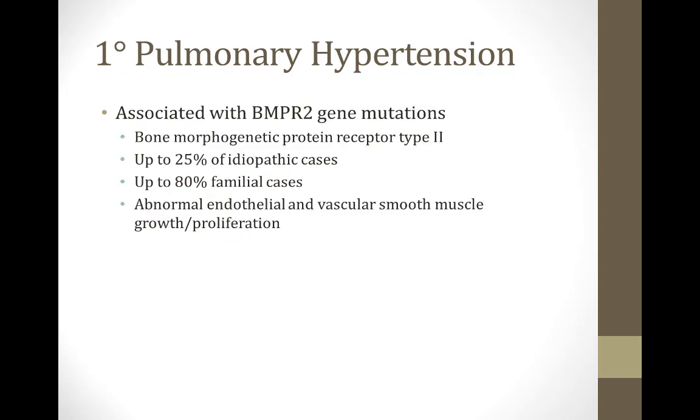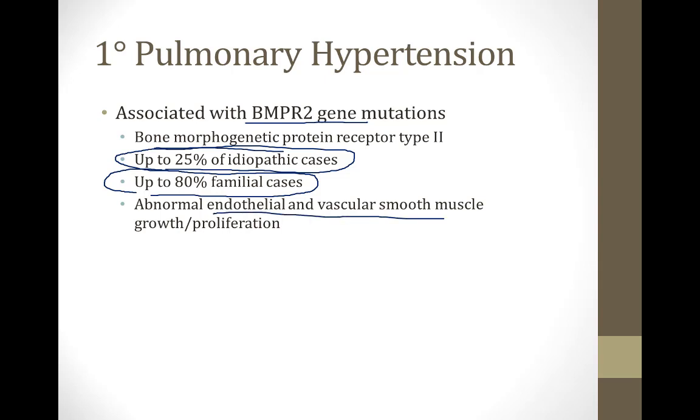There is a gene mutation that's been discovered that's associated with many cases of primary pulmonary hypertension. It's called the BMPR2 gene mutation. That stands for bone morphogenic protein receptor type 2. This mutation is found in about a quarter of idiopathic cases of pulmonary hypertension and about 80% of familial cases. Familial primary pulmonary hypertension is very rare, but the cases that do exist often have a gene mutation of BMPR2. And people with this gene mutation have abnormal endothelial and vascular smooth muscle growth and proliferation, and this leads to thickening of the pulmonary vessels and increases the pulmonary vascular resistance and the pulmonary pressures.